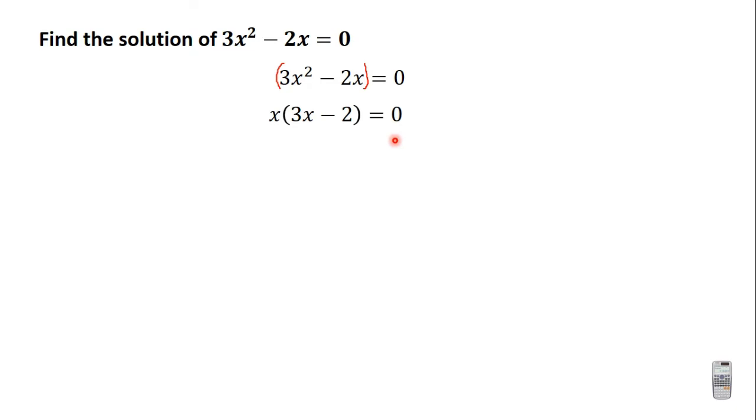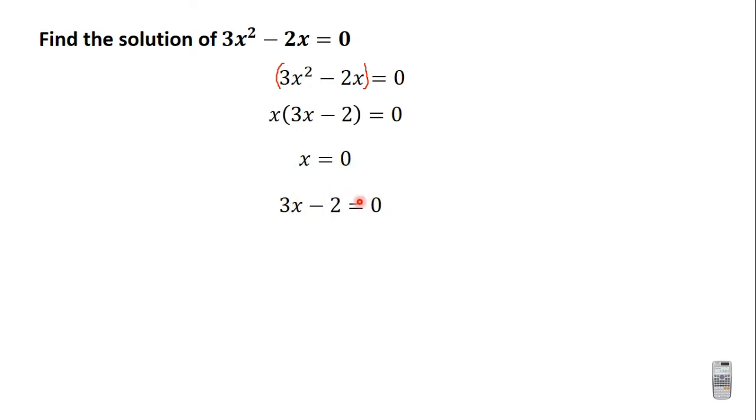We have learnt that if two numbers are multiplying and they are giving you 0, what it means is that the first number is 0 or the second number is 0. So here, x and 3x minus 2 are multiplying and we are having 0. So it means that x is equal to 0, or 3x minus 2 is equal to 0. So we have our first solution, x is equal to 0.